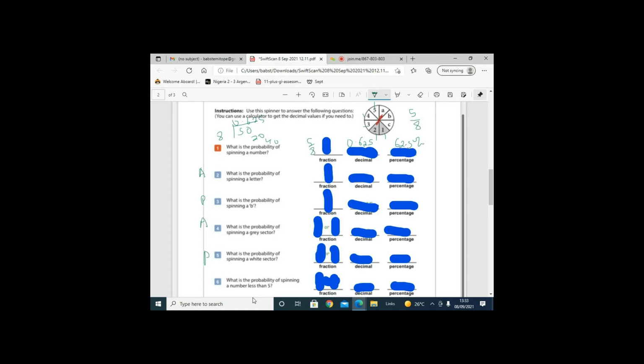Should I try the 6? Yes, please. It said, what is the probability of spinning a number less than 5? That's 4/8. And 4/8 is half. So into decimal is 0.25. Then to percentage is 25%.